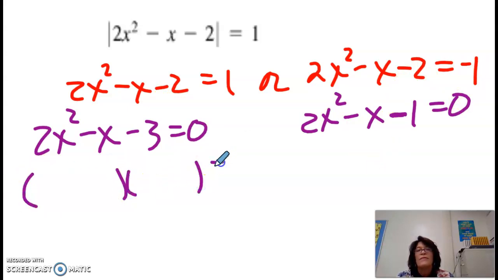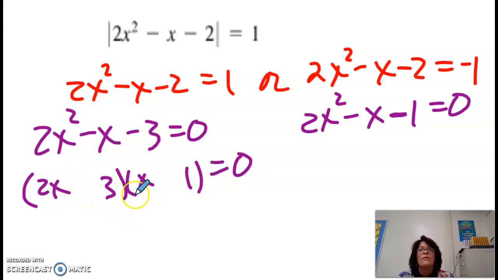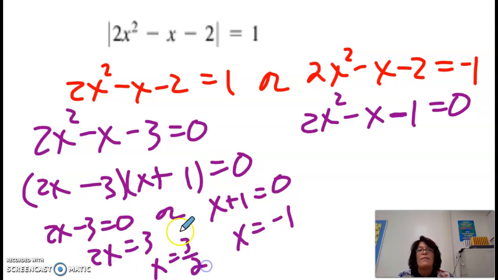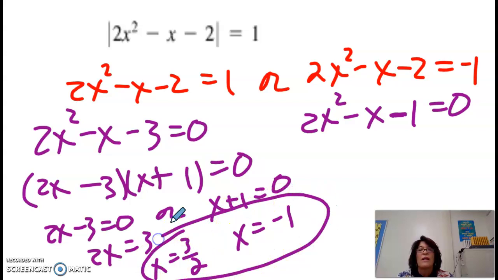I'm going to hope these factor, but if they don't, I'll have to use the quadratic formula. Let's see, that's 2x squared. I have a 2 and a 3, so I'd like the 3 to be negative to give me the -1 in here. So it looks like 2x minus 3 is 0, or x plus 1 is 0. X is -1. X is 1.5. So far. I'll check. Don't worry.